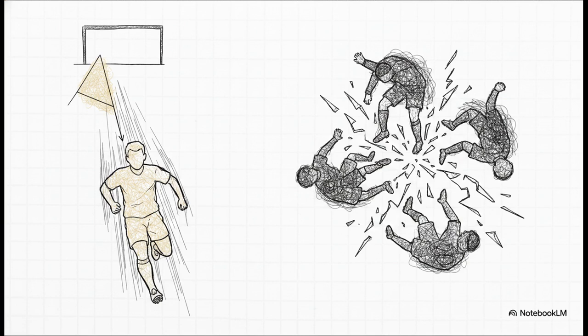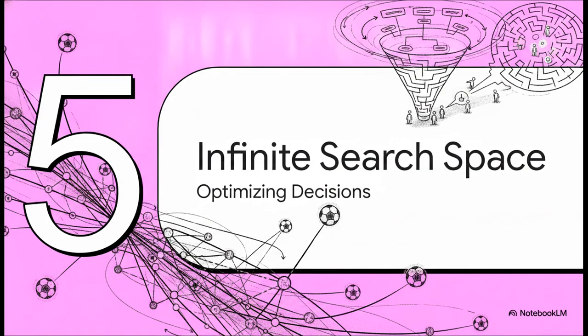But here is the real secret. Defensively disorganized features actually matter way more to the AI than the attacking features. A successful counterattack exists almost entirely because of the defensive team's structural collapse. Section 5. The infinite search space.